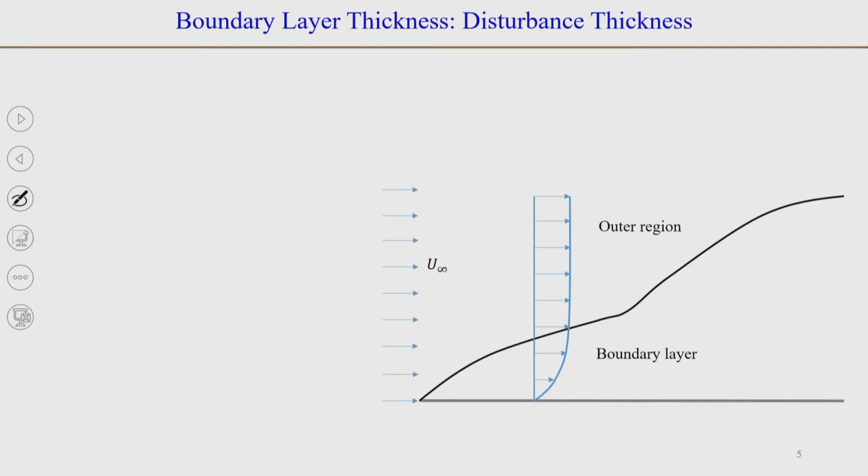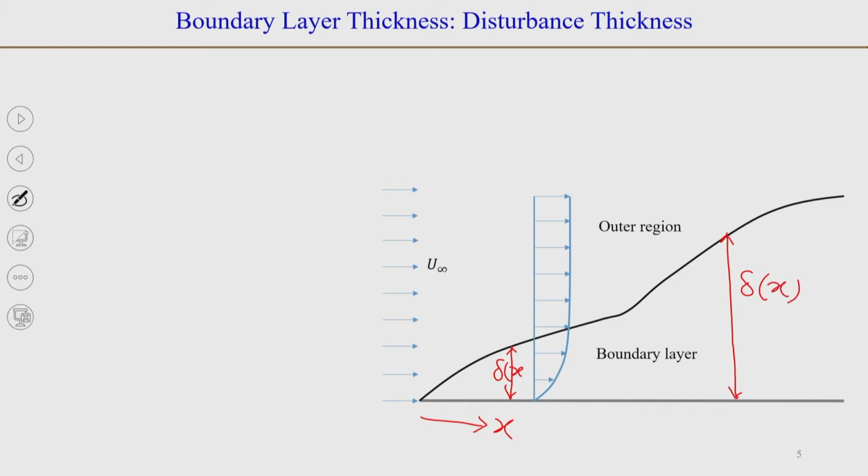Now, we have considered the flow over a flat plate, and as we can see, as we move along the plate, the boundary layer grows. Let us represent the thickness of the boundary layer as delta, and this delta is a function of x. So, delta at different places will be different.